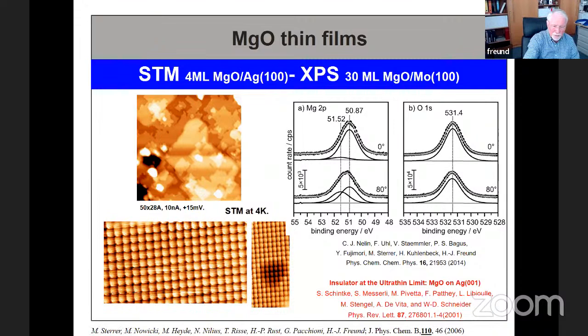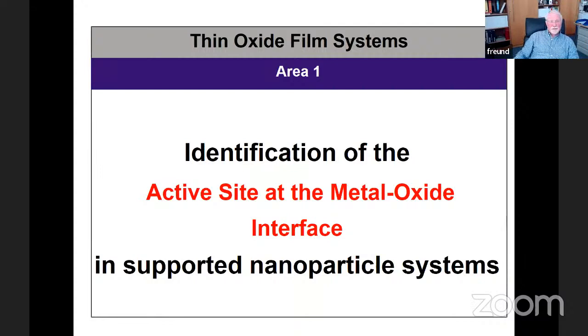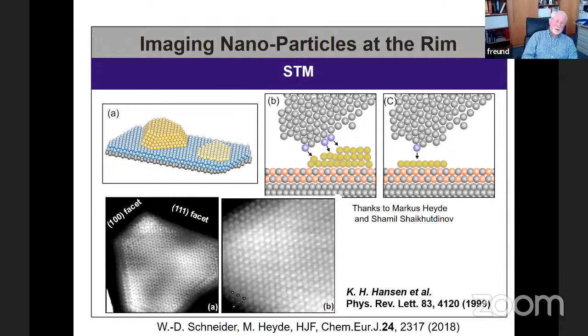So now we come to the first example: to identify active sites at the metal-oxide interface in supported nanoparticle systems. We are using the scanning tunneling microscope to do this. There is one important point that you have to understand. If you want to use the STM to image a particle, you have to take into account that the tip has a finite size. If you don't have a single atom at the tip, which is often not the case, then you may have interference between different tunneling positions when you move the tip across a three-dimensional particle. That's schematically indicated here, grown on this thin film. The best thing would be to have a flat particle, and that flat particle could then really be imaged in high resolution with the STM.